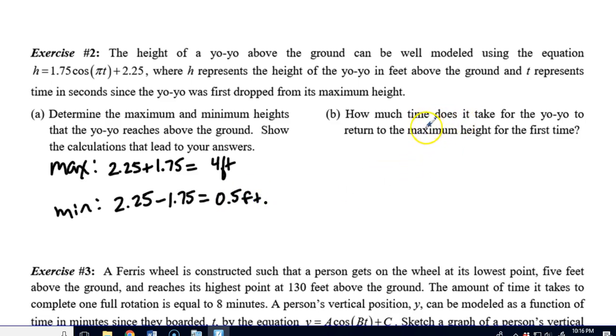And then how much time does it take to return to the maximum height for the first time? Well, that has to do with the period, right? It wants to know the period. So think about the relationship you know and try to figure out the period.